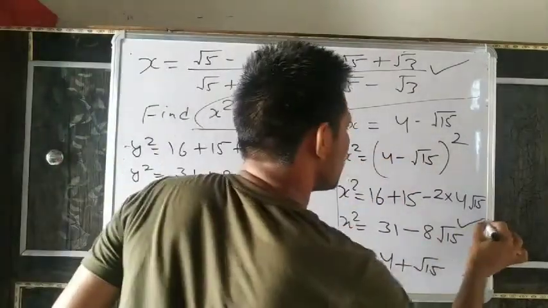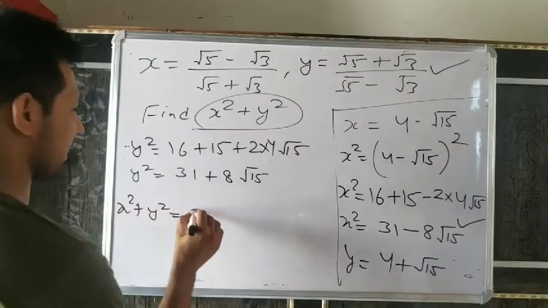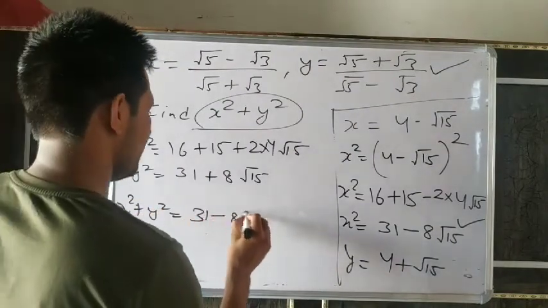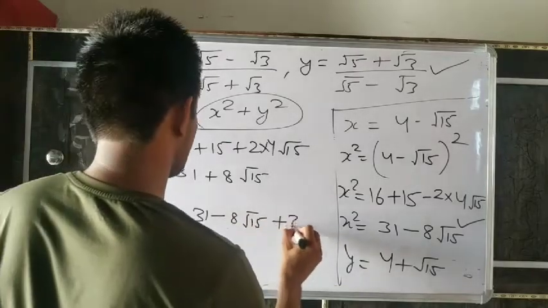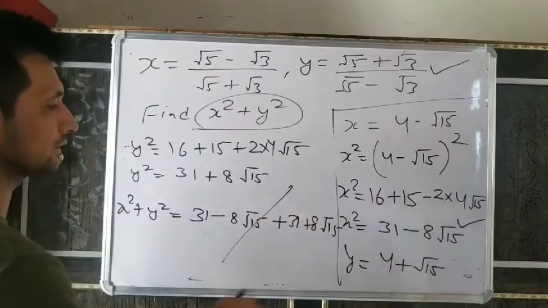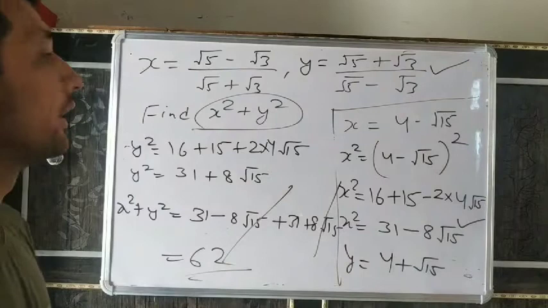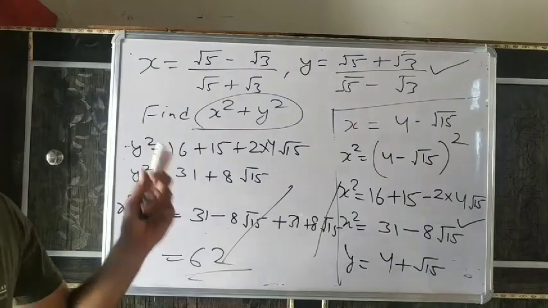Put the values in x square plus y square: 31 minus 8 root 15 plus 31 plus 8 root 15. The 8 root 15 terms cancel, and 31 plus 31 is 62. So this is the answer. Understand? I hope everyone understands all these questions.